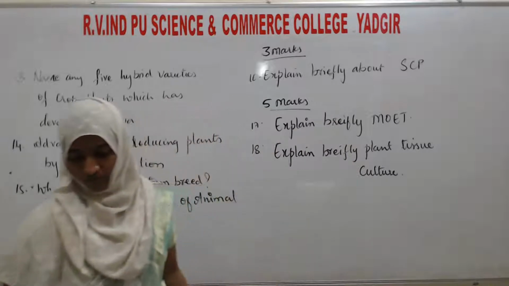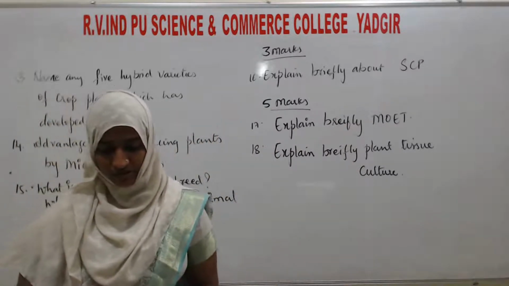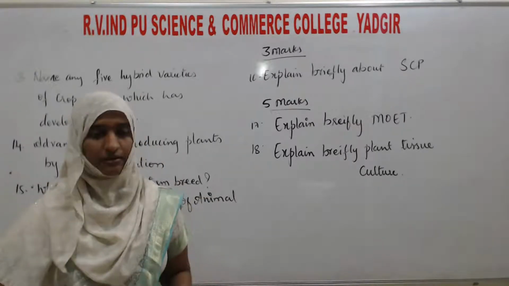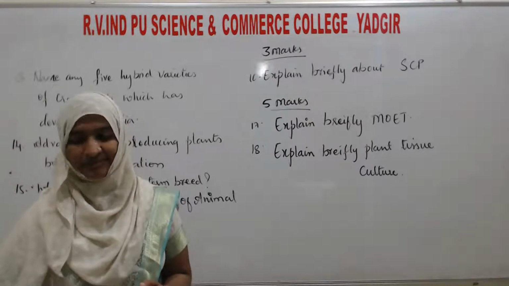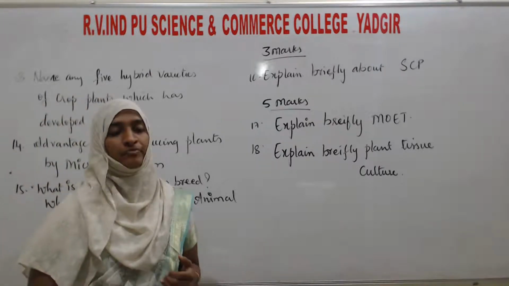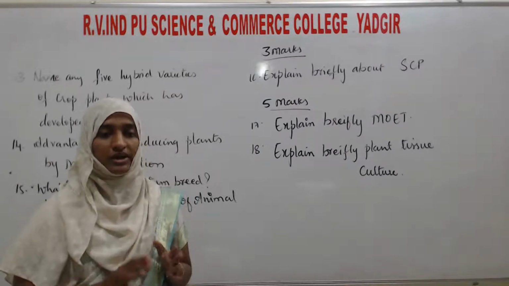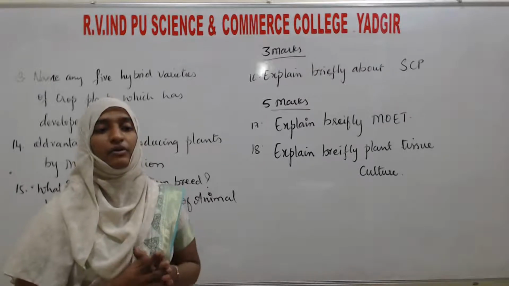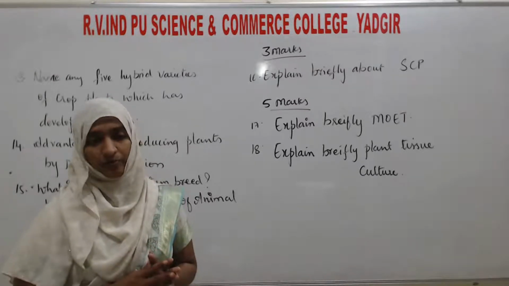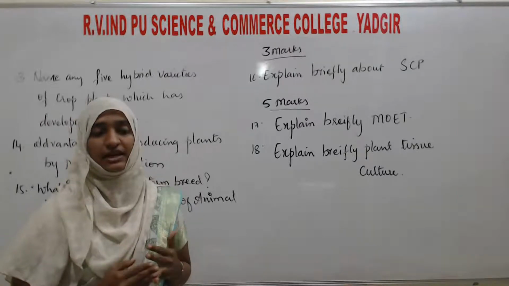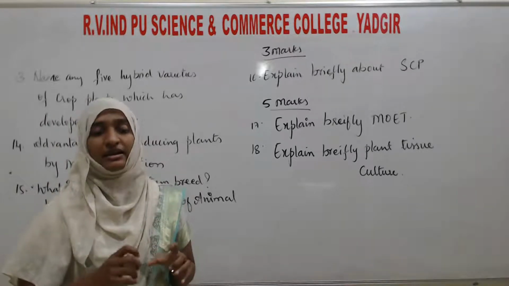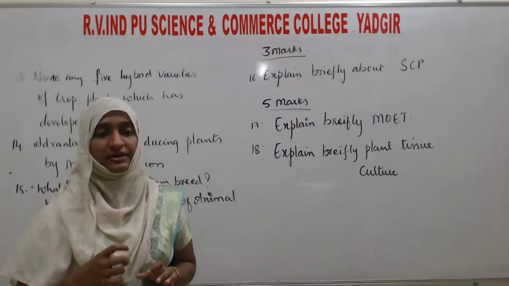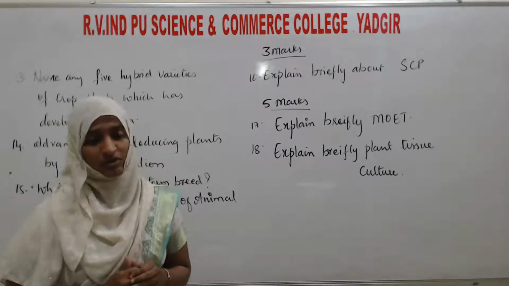Okay, so this is about the certain questions from the chapter, that is strategies for enhancement in food production. Whatever questions I have given over here, please make an assignment for it and send it to the WhatsApp group. All the students of A1 and A2 should submit their assignment by clicking photos, writing the correct question number and the answer, and sending them to the WhatsApp group.